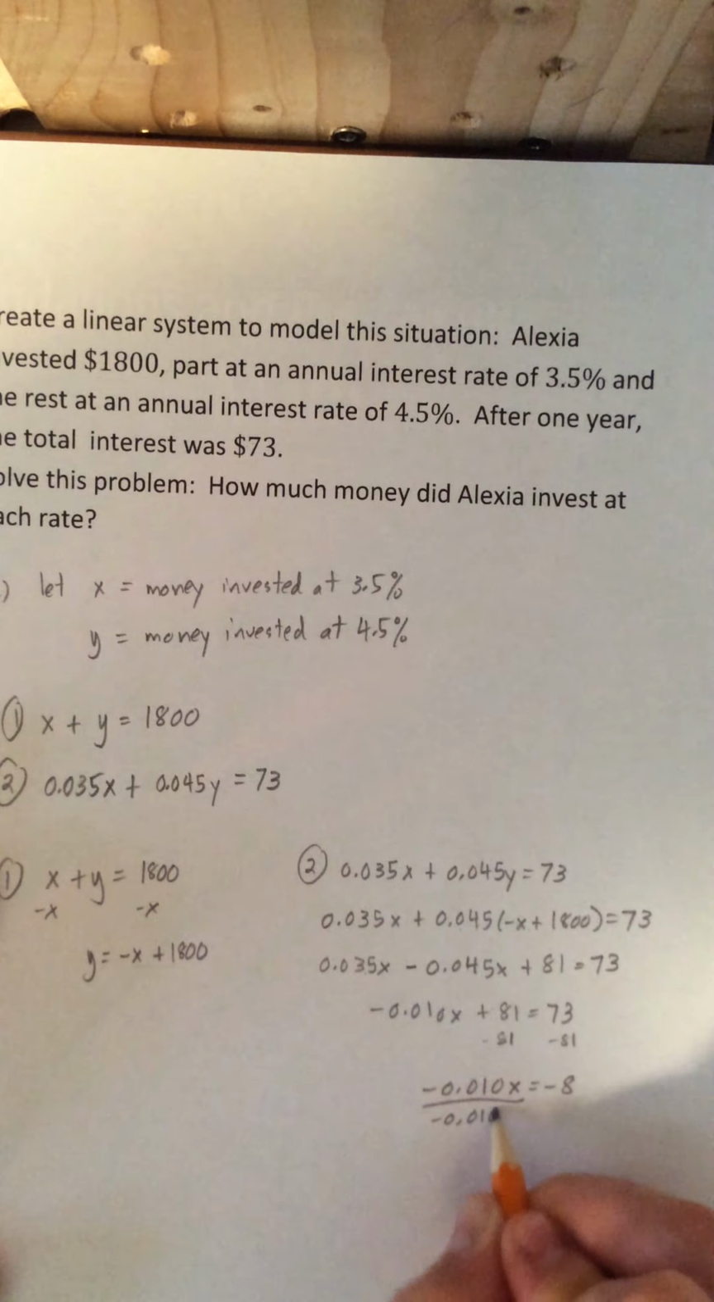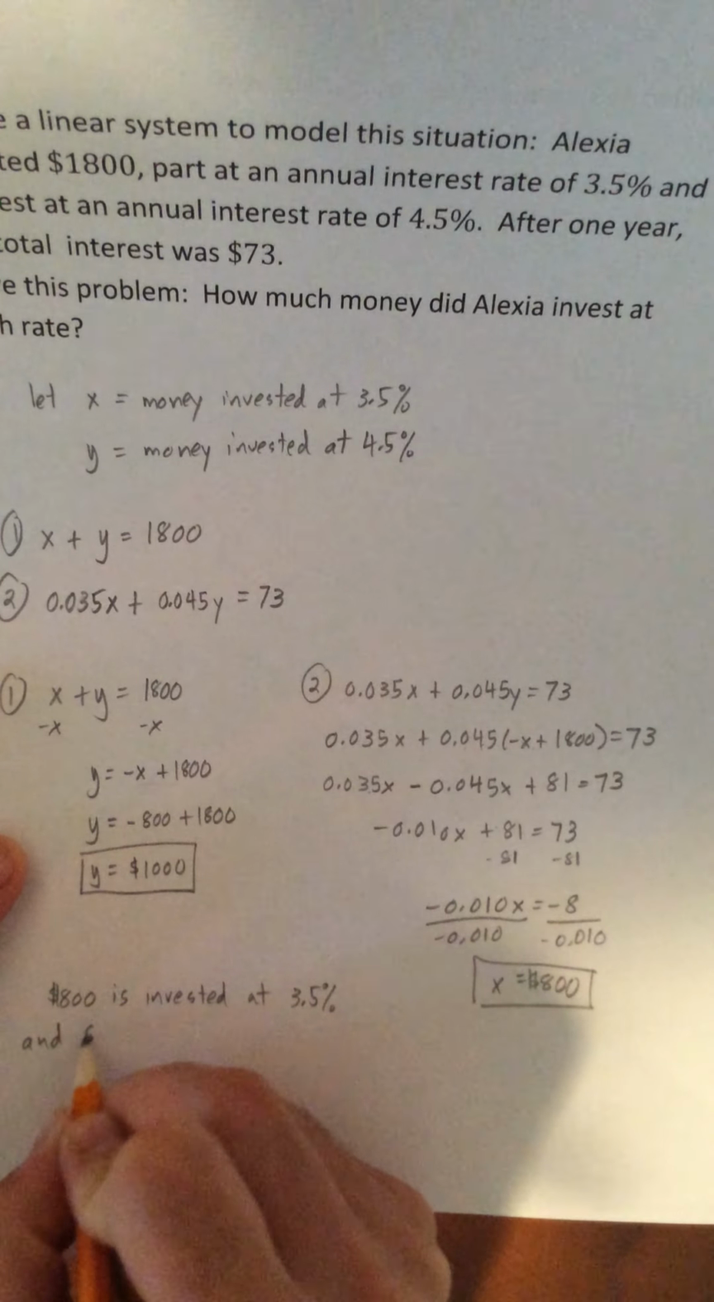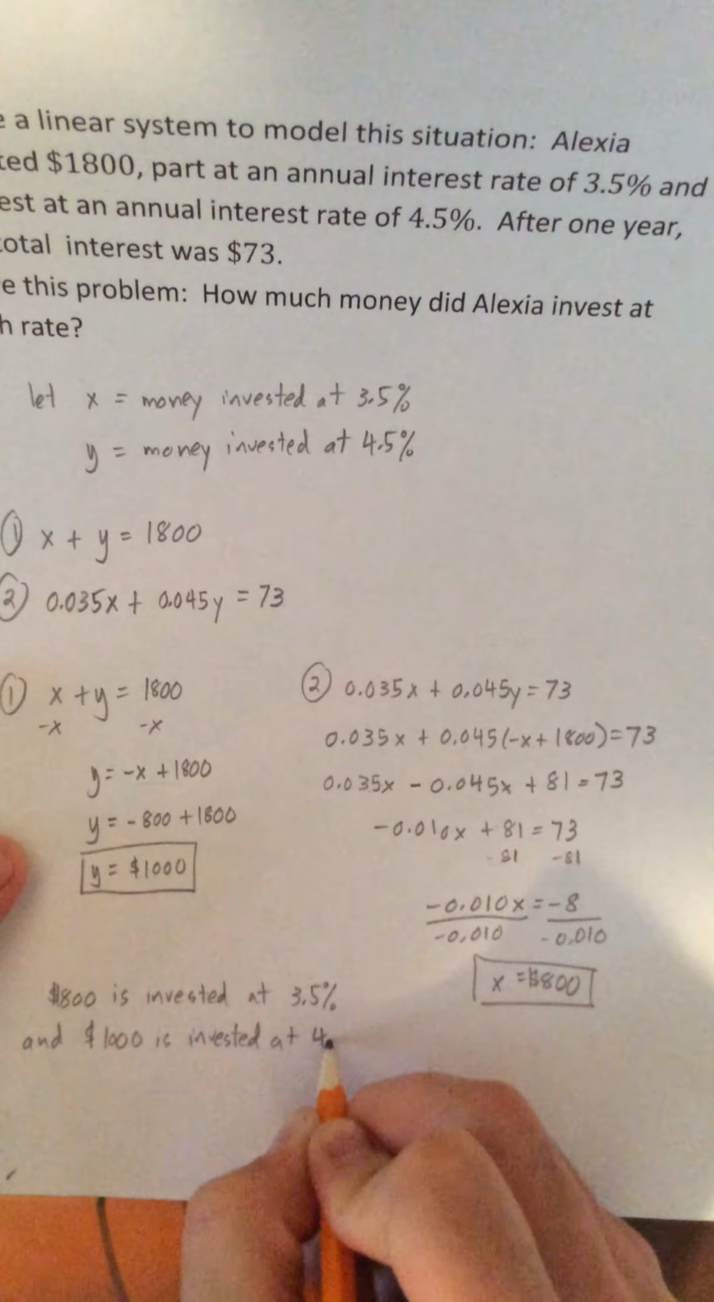So if I write this down, $800 is invested at 3.5% and $1,000 is invested at 4.5%.